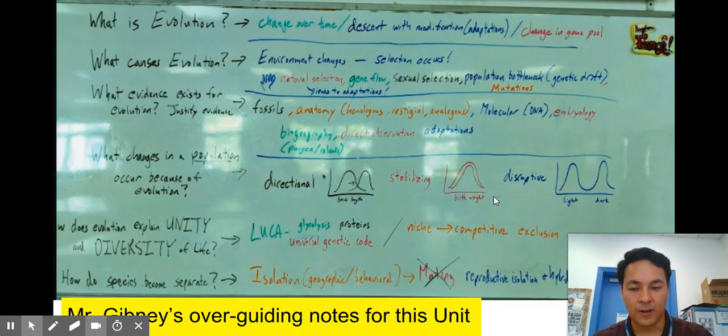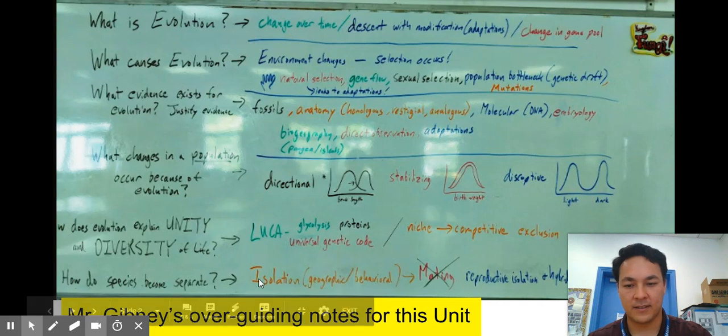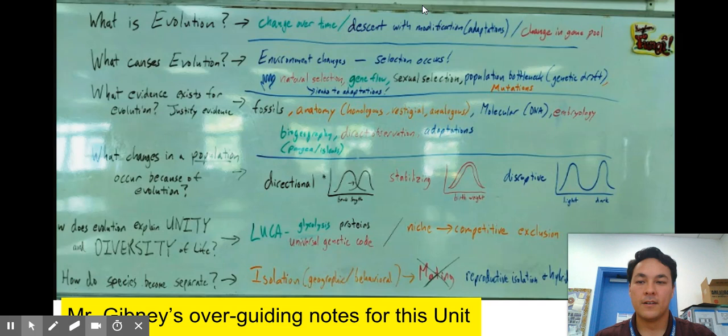So here are my overarching notes for myself. I didn't make you write this down or anything. I put the slide over the screen, excuse me. So I'm asking myself, can I teach and answer these questions? And you should be able to do them too as a student, right? So what is evolution? What causes evolution? What evidence exists for evolution? Justified evidence. What changes in a population occur because of evolution? How does evolution explain the unity and diversity of life? And then how do species become separate?